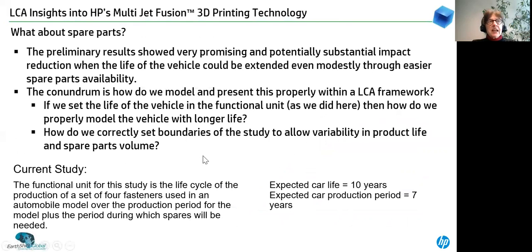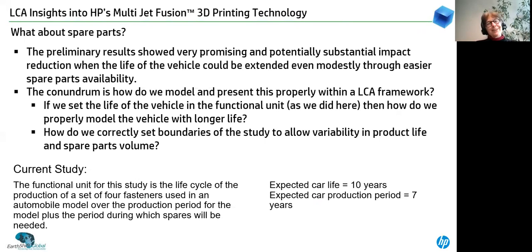One of the things that HP wanted to look at was what if we change our distribution? We did look at that. Wasn't a whole lot of opportunity there from an environmental perspective.